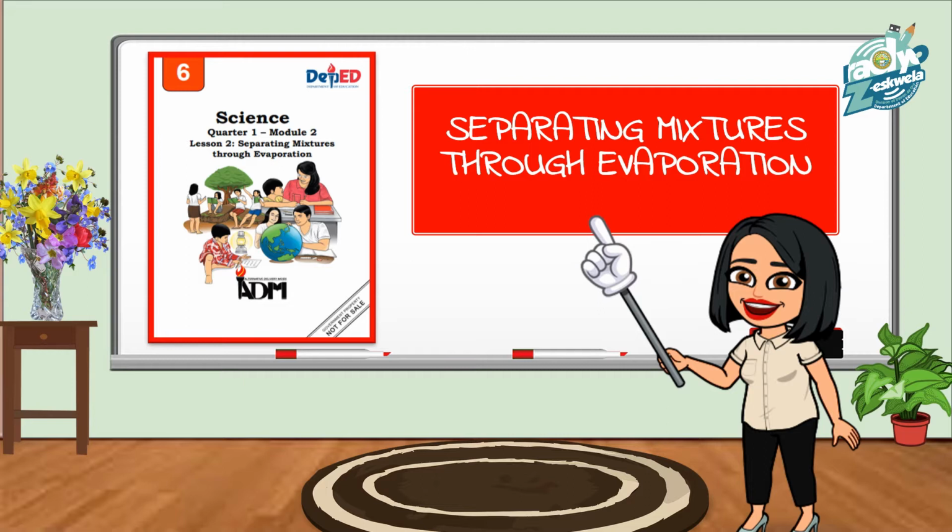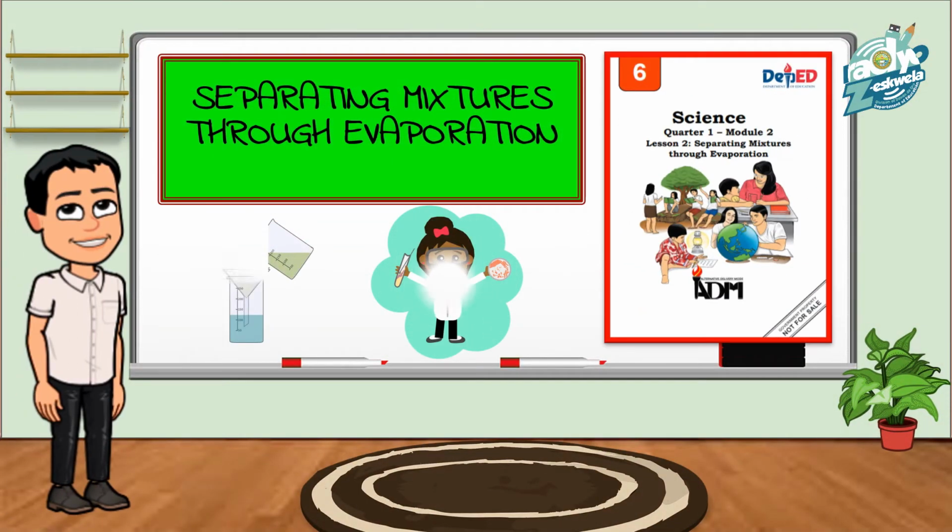Second, don't forget to answer what I know before moving on to the other activities included in the module. Third, read the instructions carefully before doing each task. Number 4. Observe honesty and integrity in doing the task and checking your answers. Number 5. Finish the task at hand before proceeding to the next. And number 6. Return this module to your teacher once you are through with it.